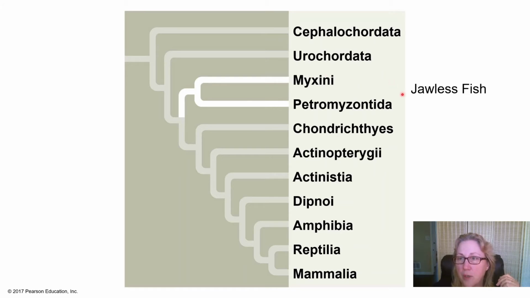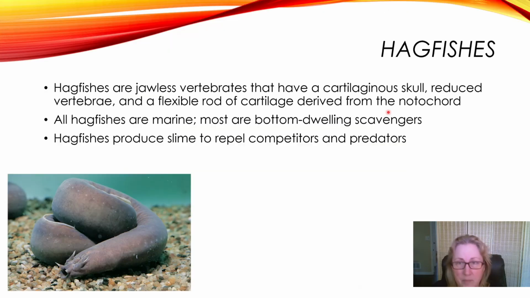Okay, so our most primitive vertebrates here are the jawless fish. So they do have mouths, but they have kind of soft, fleshy mouths. They do not have a bony upper jaw, and they don't have a bony lower jaw. So no mandible and no maxilla. And these jawless fish, there aren't very many species. They used to be much more abundant than they are today.